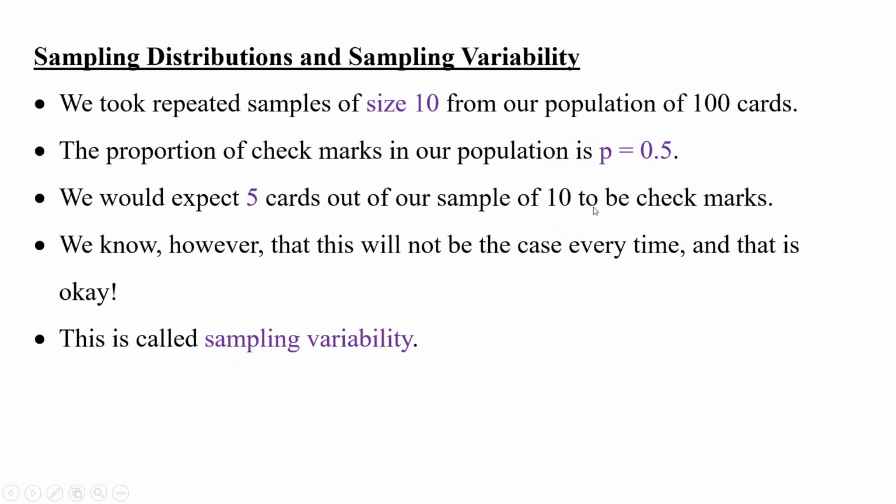And that's the idea behind sampling variability, is that when you take samples from a population, even though we want the sample to be a mini population in itself and look like the population, it's not always going to, and that's totally fine. That's just natural sampling variability.